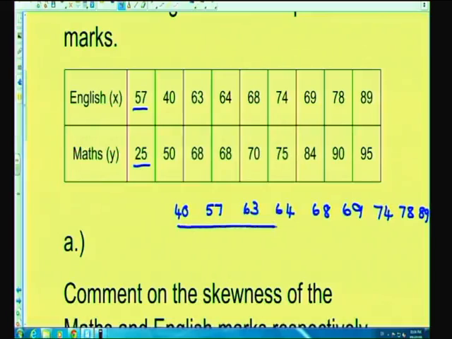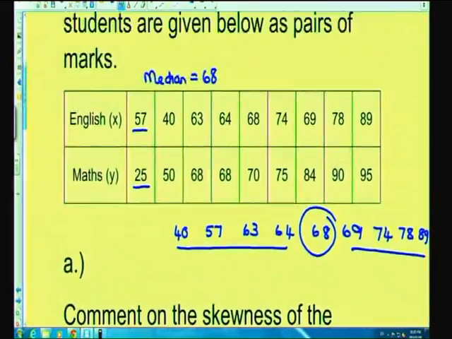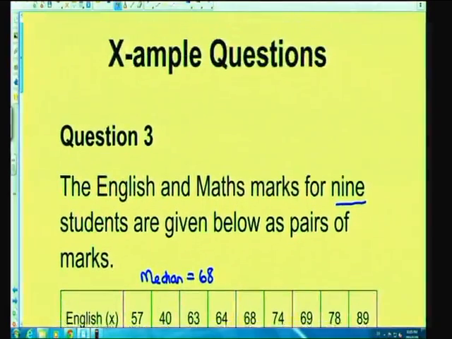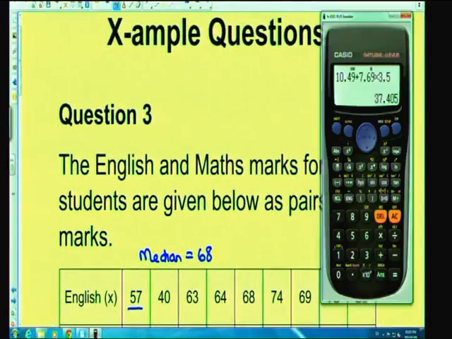So if we take 4 away this side and 4 away this side, this would be the median. So the median for my English marks is 68. Now we don't have to do anything glamorous to get the actual mean. We can just do it normally by just adding up and dividing by 9. I just want to bring it down so I can actually look at the numbers without having to move a calculator. Oh, almost. I didn't quite get it right.